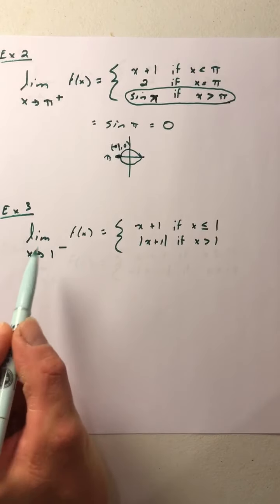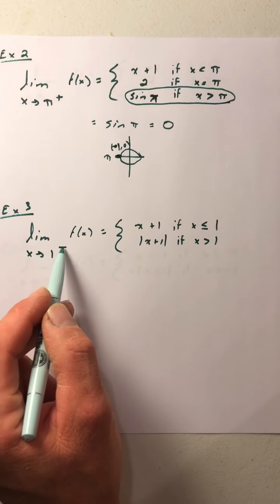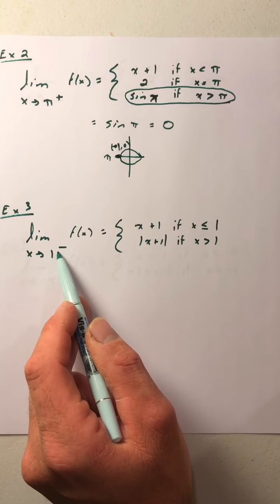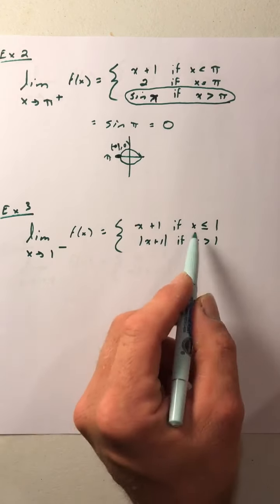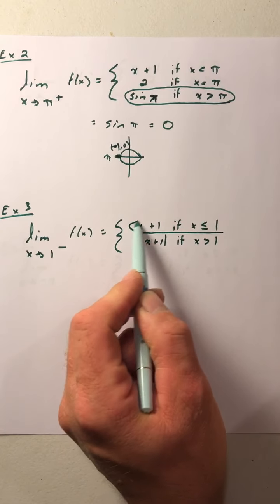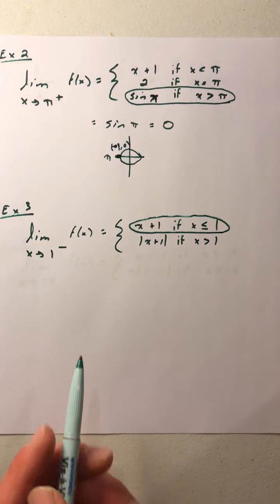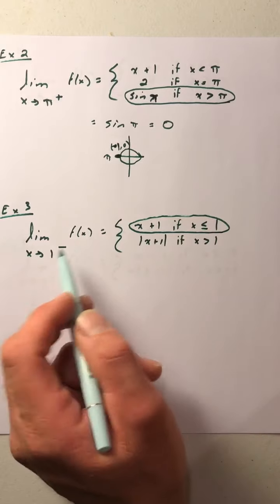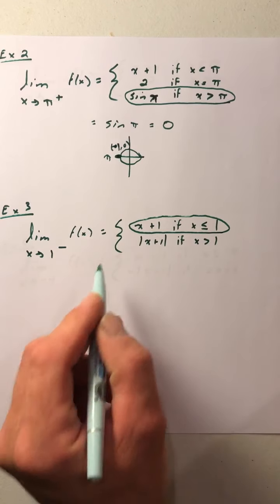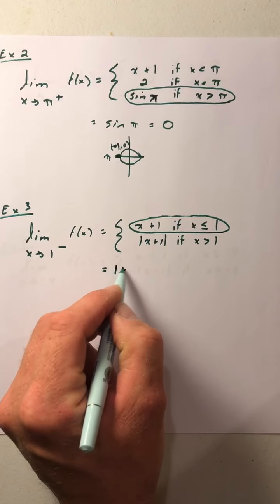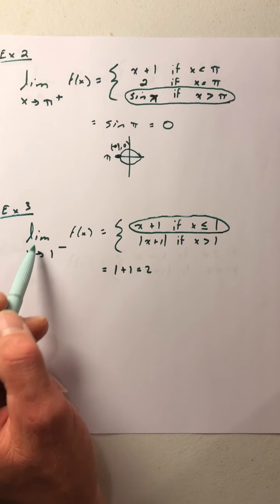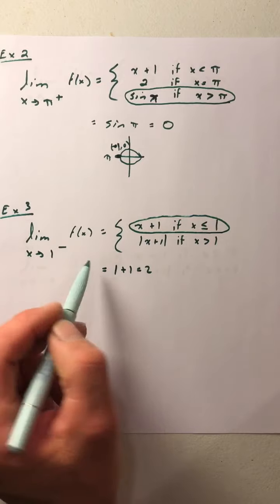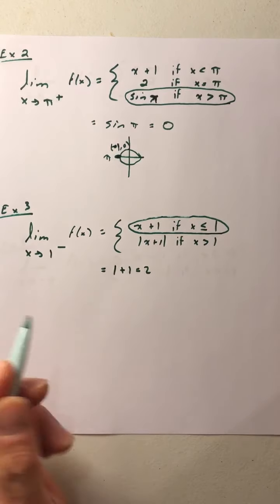In example 3, we're looking at x going to 1 from the negative side. From the negative side, again, is going to be the less than side, the left side. So I'm only interested in this first part of my function. Here I'm going to take my 1, plug it in for x, and we end up with 1 plus 1, which gives us 2. So as x approaches 1 from the negative side, this function goes to 2.